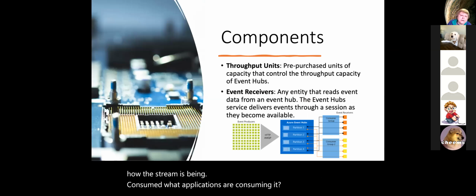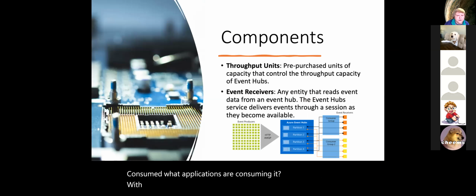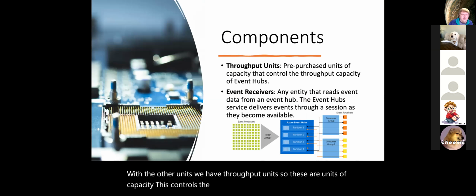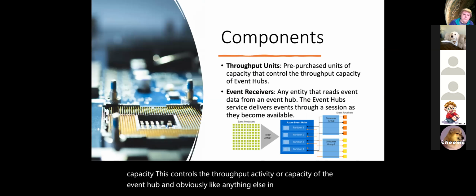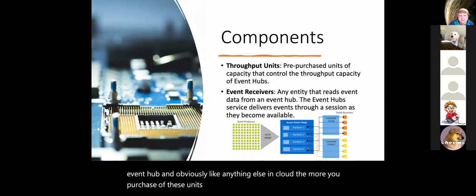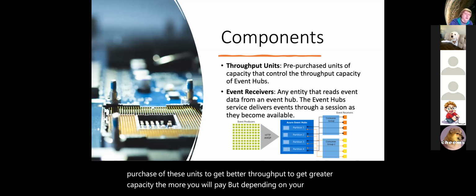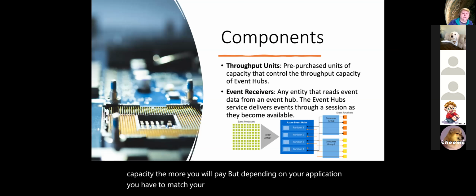With the other units, we have throughput units. These are units of capacity. This controls the throughput activity or capacity of the event hub. And obviously, like anything else in cloud, the more you purchase of these units to get better throughput and greater capacity, the more you will pay. But depending on your application, you have to match your expected throughput to these units of capacity that the event hubs will allow you to configure.